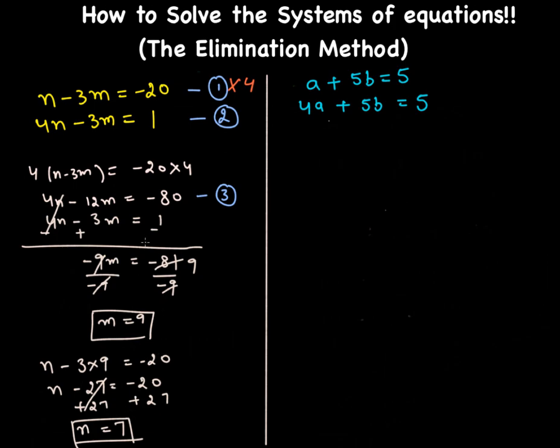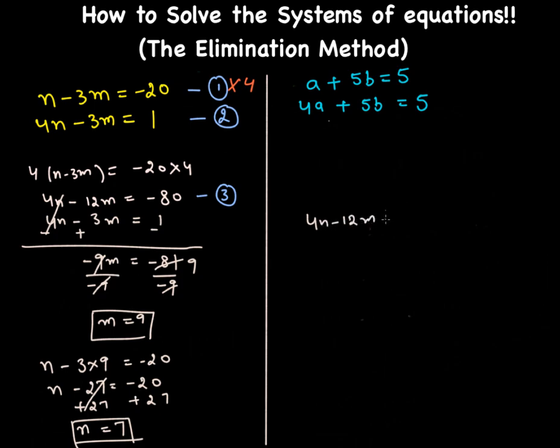Okay, maybe the signs confuse you, but again, this is your 4n minus 12m is equal to negative 80. When I subtract equation 2 from here, let me write it down over here, and then I'm going to erase it. So this is your equation number 3, 4n minus 12m.